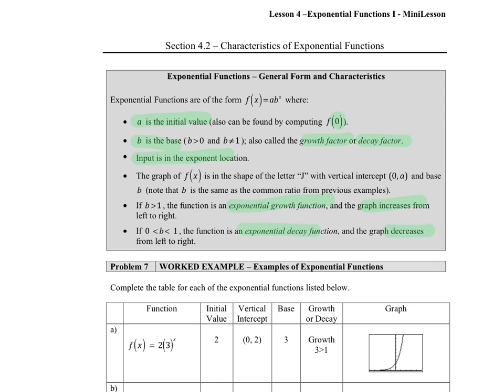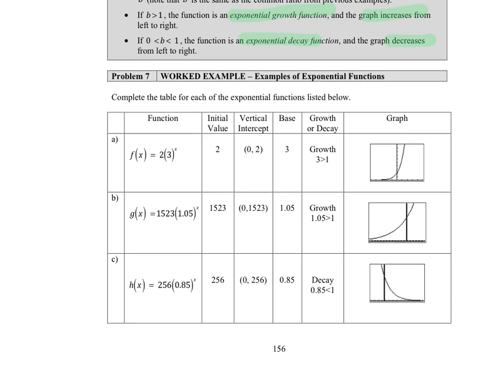So highlight those couple of things. That's important to you. And if you look at this example they've given you with these already graphed, they take your function and they break down what the pieces mean. So the 2 represents the initial value. That's also where it crosses the y-axis. That's your vertical intercept. So whatever your initial value is will be the point that is on your y-axis as well. Your base or your growth factor is 3. And because my growth factor is greater than 1, that means I'm going to be growing this function. So it's rising from left to right. It's exponential growth.